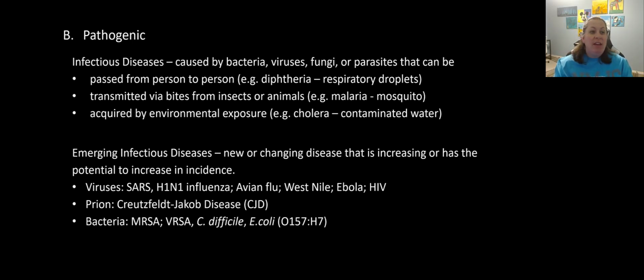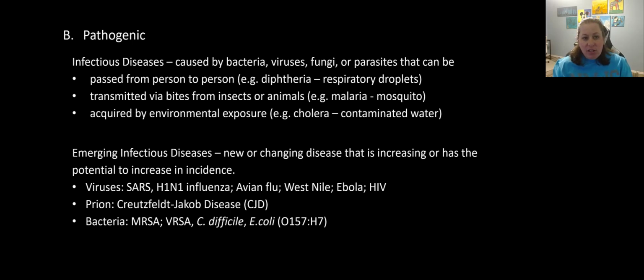They could be transmitted via insect bites or bites from animals. Malaria is transmitted through mosquitoes, as is West Nile. Rabies is transmitted if you're bitten by a dog or another animal that has rabies. Some are acquired by environmental exposure, sometimes due to drinking contaminated water or eating contaminated food. We see this with cholera. So there are a lot of ways you can get these diseases, but they are infectious, meaning they infect your body.